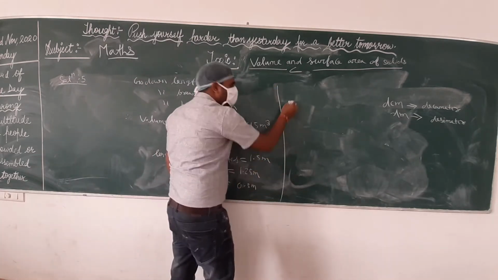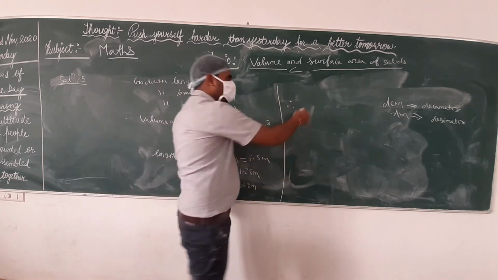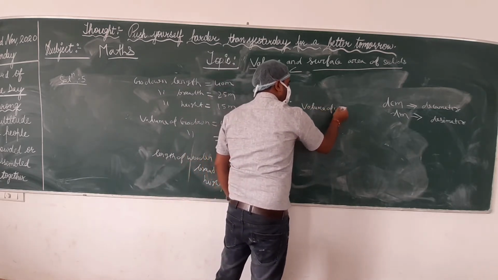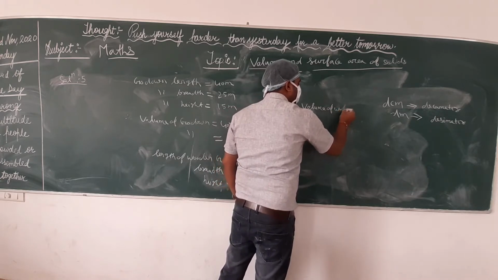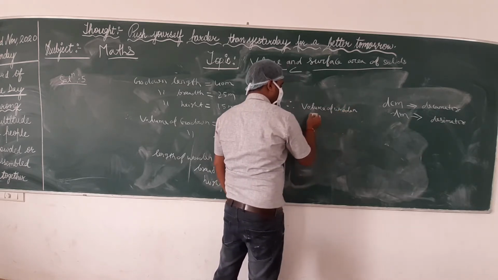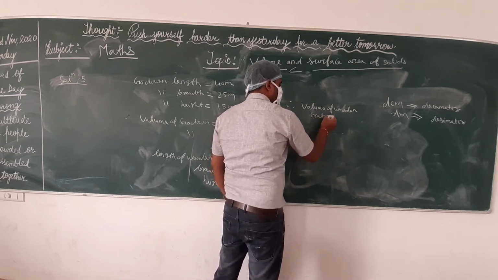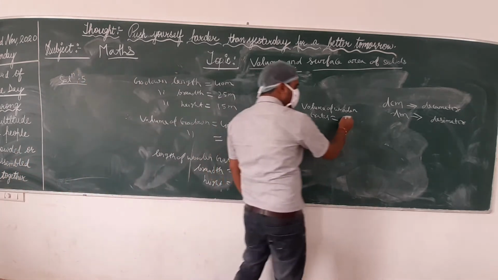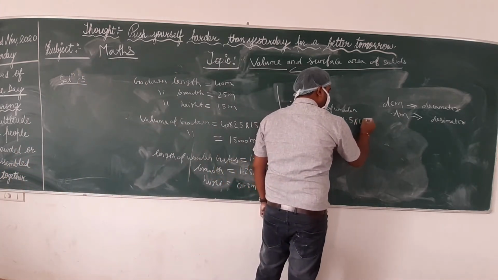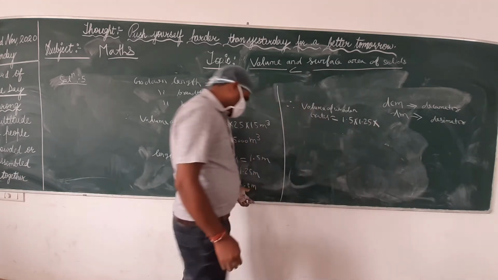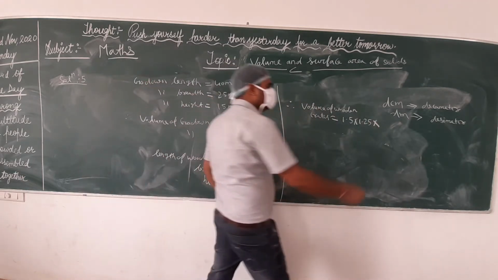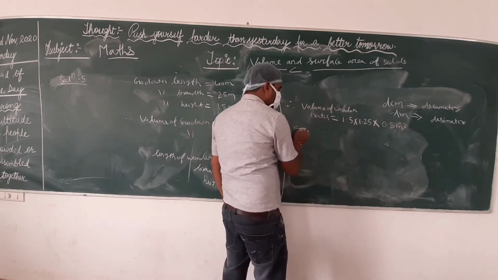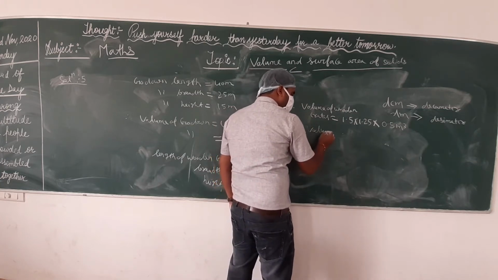Therefore, the volume of a wooden crate equals length into breadth into height. 1.5 into 1.25 into 0.5 meter cube. This implies that the volume equals what?